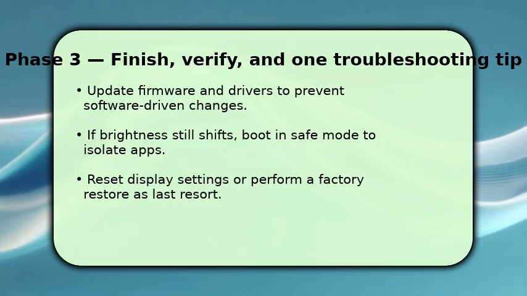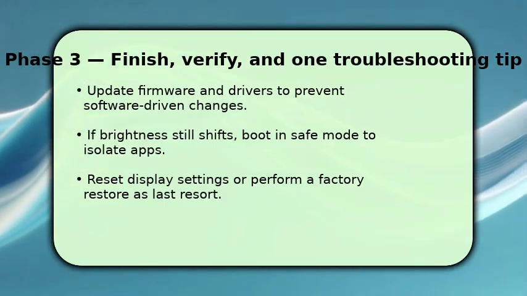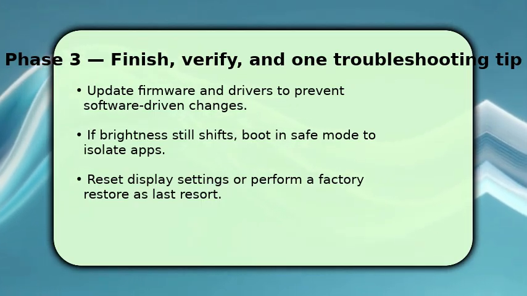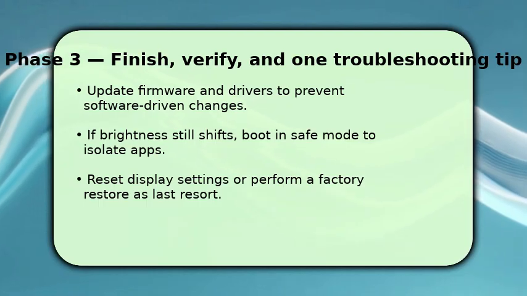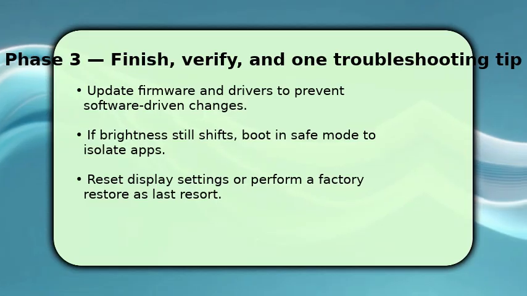Update the OS, display drivers, and firmware so buggy adaptive features are patched. If brightness still shifts, boot into safe mode. This isolates third-party apps. Uninstall any offender. Make sure to test with an external monitor if available, since hardware faults show differently.